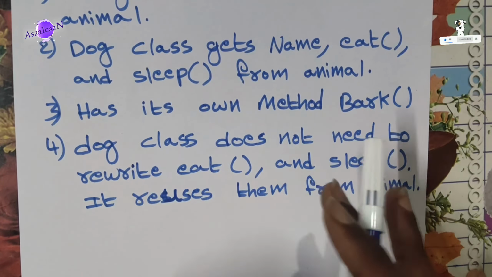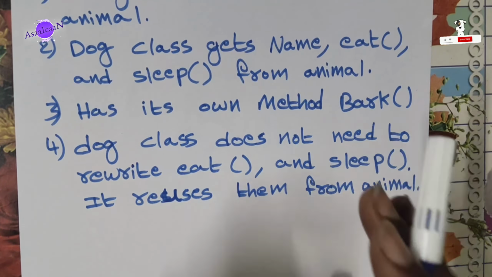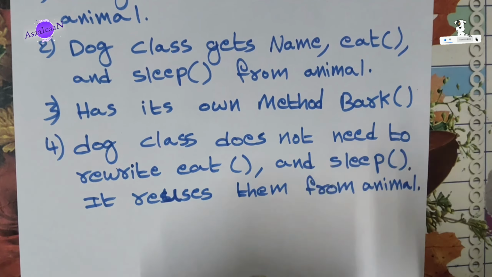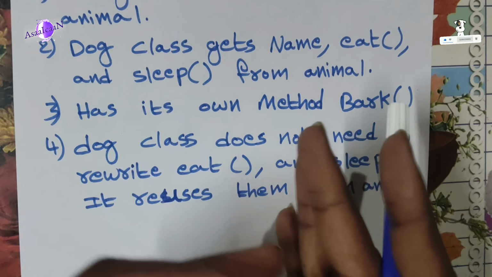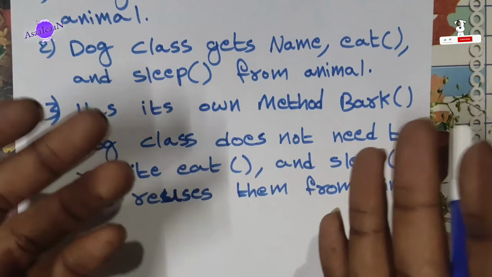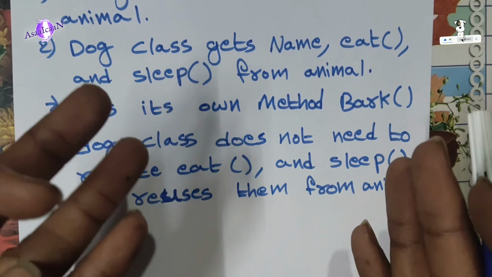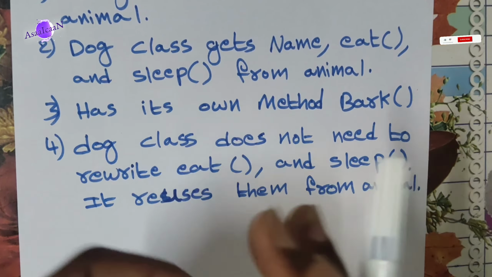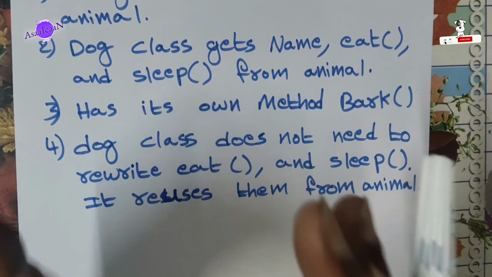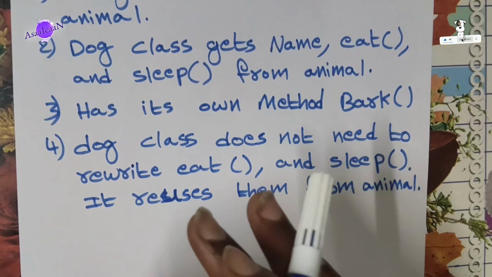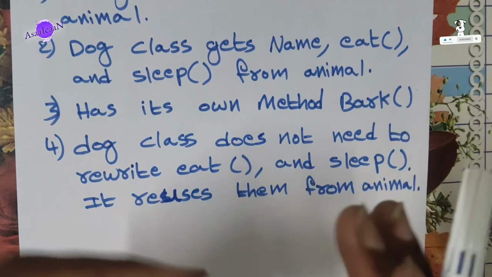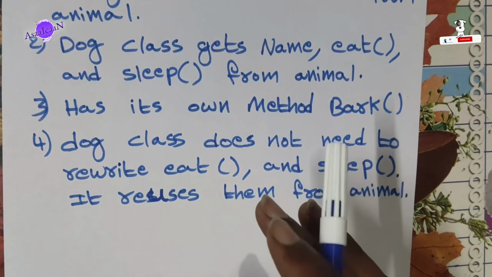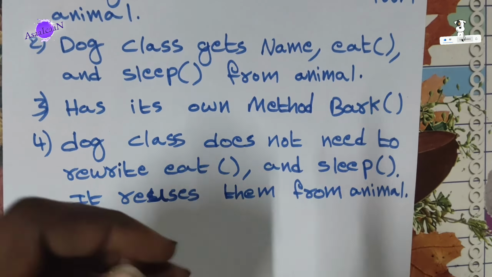This is called inheritance. So what are the benefits of inheritance? It reuses code, it saves development time, it makes programs easier to manage, it keeps related classes organized in a hierarchy. That's it. So all of you should write these benefits. These are very, very important. Now let's go to the next principle.